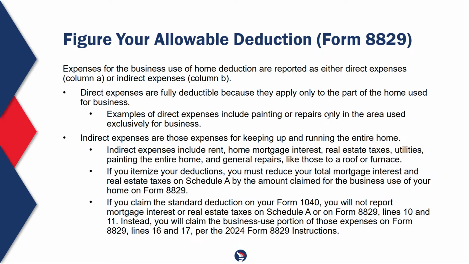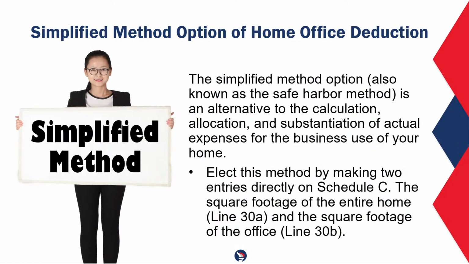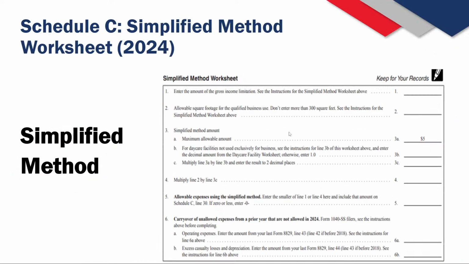Which I've just covered this whole slide in what I just said. There's also a simplified method to do this. You make two direct lease entries on Schedule C, the square footage of the entire home and the square footage of the office. And then basically they go at $5 a square foot, more or less.